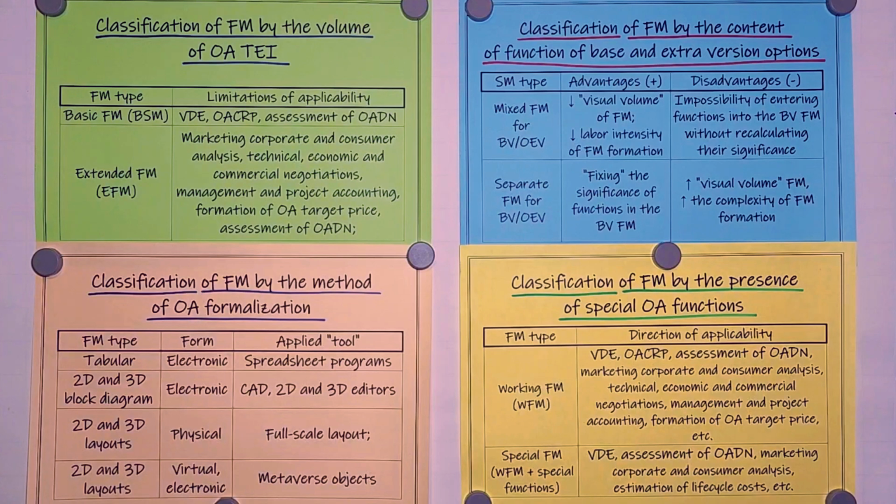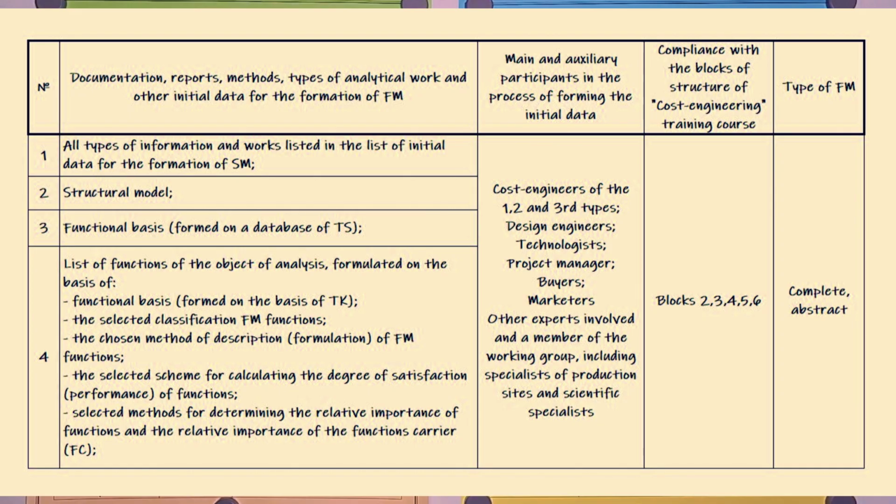They are referred to as additional or secondary functions and are included respectively in the functional model of basic or additional configuration. In the cases of blocks 2, 4, 5, and 6 of the course, cost engineering cases of an analysis object containing special functions will be considered.